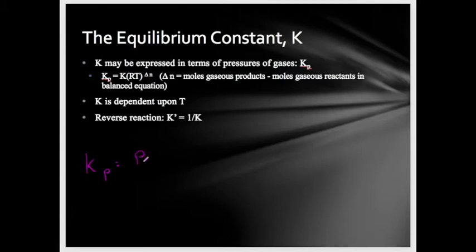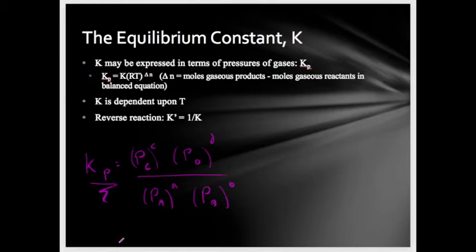We would take the pressure of product C raised to its stoichiometric coefficient, times the pressure of product D raised to its stoichiometric coefficient, divided by the pressure of reactant A raised to its coefficient times the pressure of reactant B raised to its coefficient. So if we have pressures of gases, the equation works in the exact same way to give us a K value in terms of pressure. It's a different K value. The numbers are going to be different, but they mean the same thing.